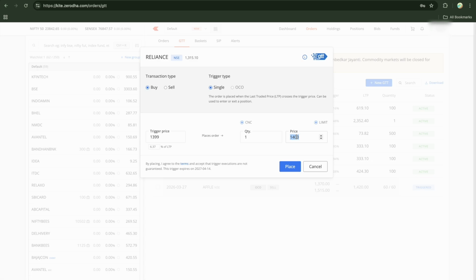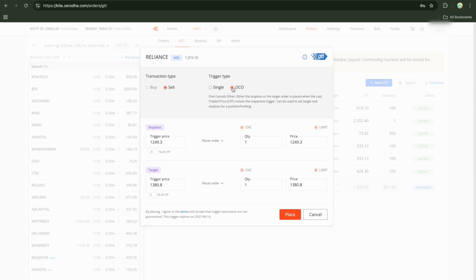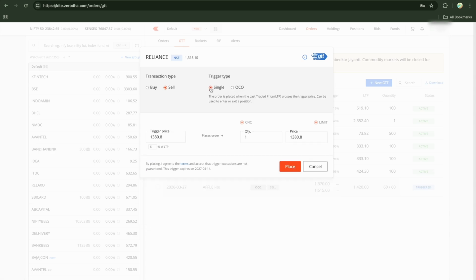Now we will look at the sell example. Either you can sell single or you can have an OCO. OCO means one cancels the other. I'll explain both.